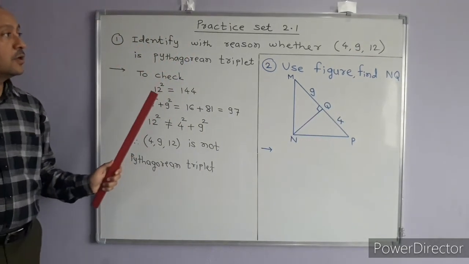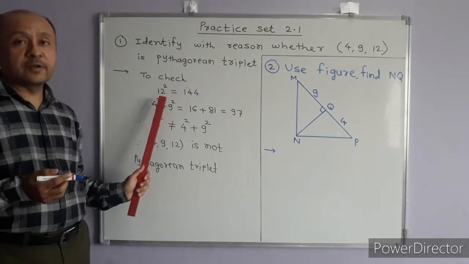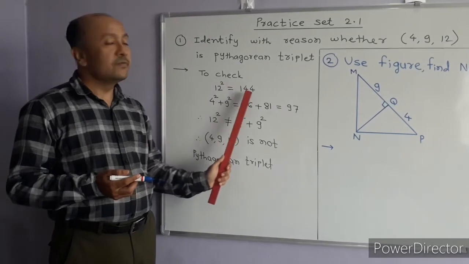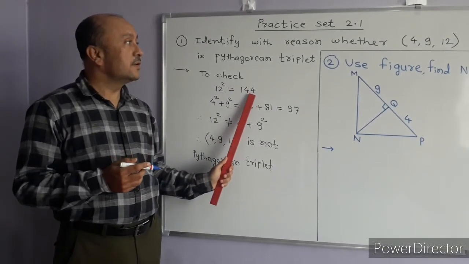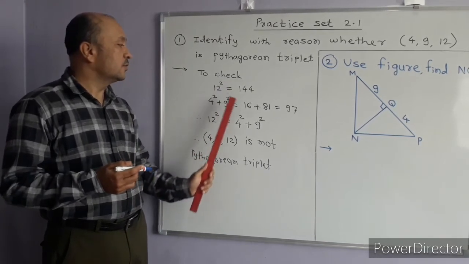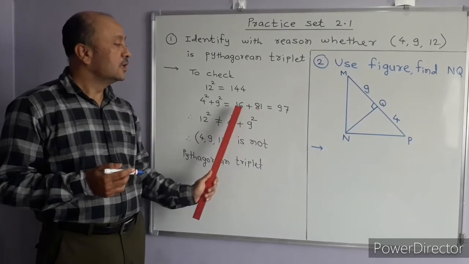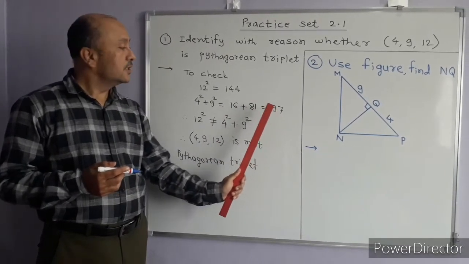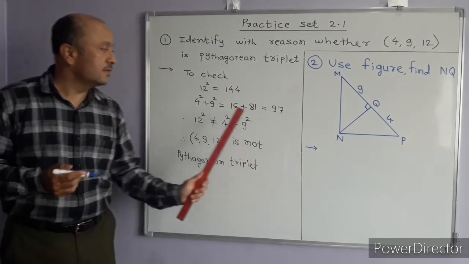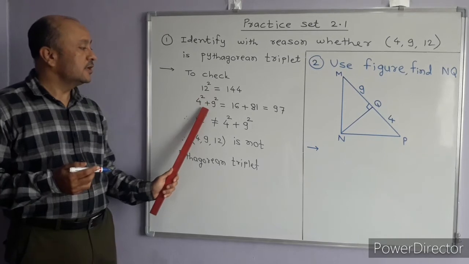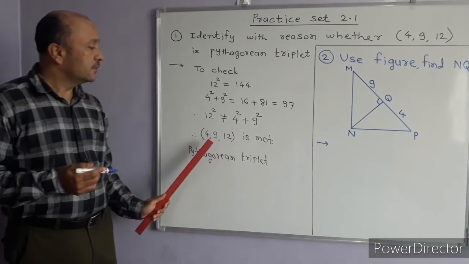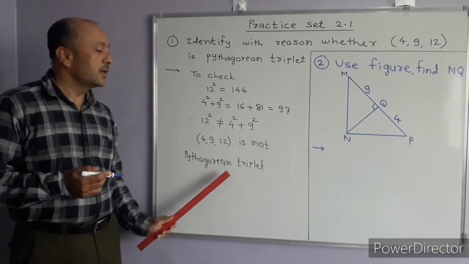So what is the method? Whatever the highest number is, we will make the square of this. The highest number among 4, 9, 12 is 12. So 12 square is 144. Then the remaining two numbers are 4 and 9. We make the sum of their squares: 4 square plus 9 square. 4 square is 16, 9 square is 81. What answer comes? 97. Is this number the same as this number? No. This number and this number are not the same, so LHS is not equal to RHS. So we can write the negative sentence: 12 square is not equal to 4 square plus 9 square. And therefore 4, 9, 12 is not a Pythagorean triplet.